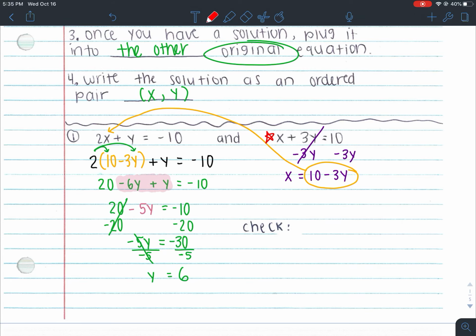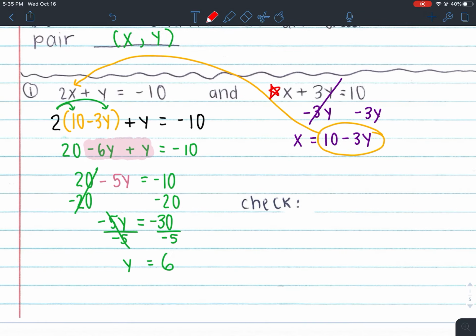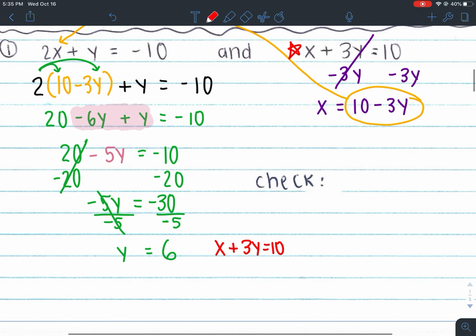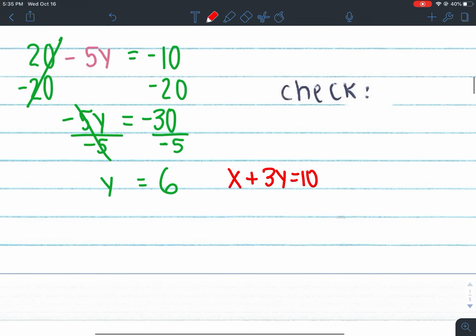And really, it doesn't matter which equation, but I prefer to pick the other one so that it is a little bit more consistent, so you don't want to use the same equation again. But you can. I would just prefer that you don't so that you don't make a mistake by accident. So we have x plus 3y equals 10. Where did I get that? It was this equation from earlier.